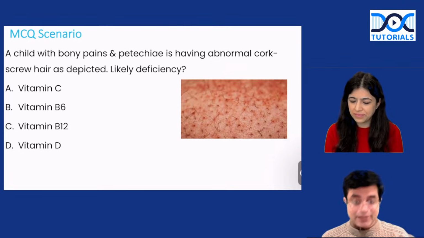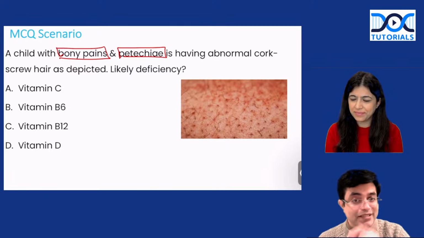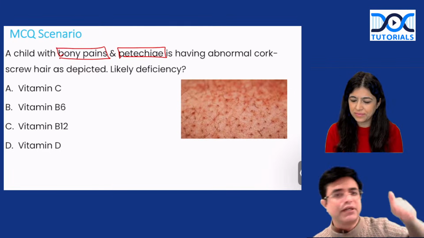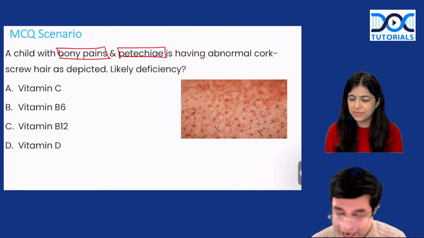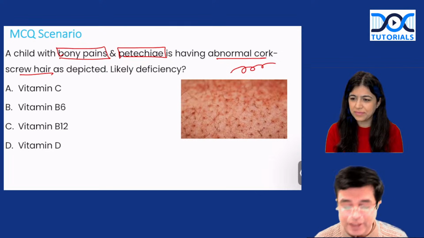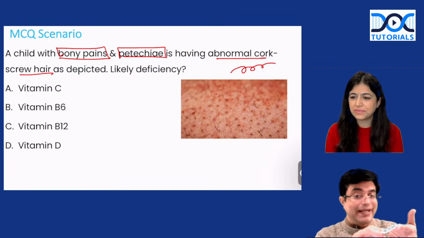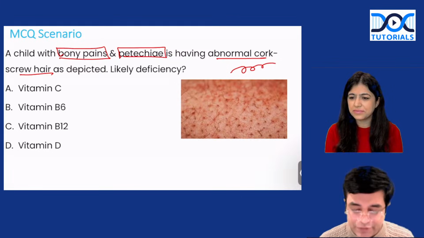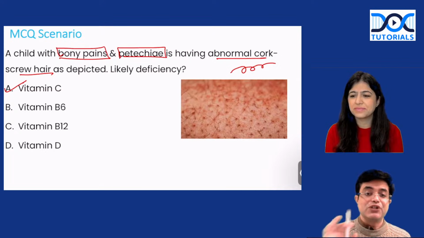Child with bony pains, petechiae means pinpoint bleeds. Think of thrombocytopenia, think of something else which is causing capillary leakage, and abnormal corkscrew hair. Corkscrew hair is something like this. Which likely deficiency are we thinking of? Bony pain, petechiae, bleeding manifestation, corkscrew hair, everything fitting into a diagnosis of scurvy. So we are thinking of vitamin C deficiency.